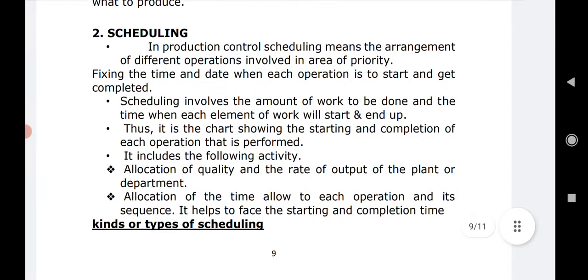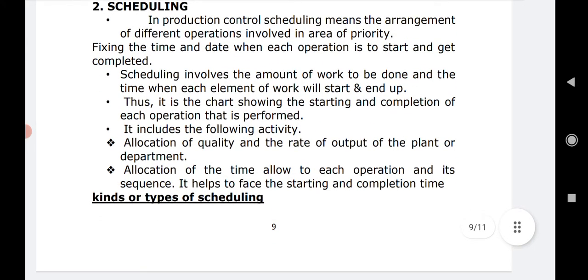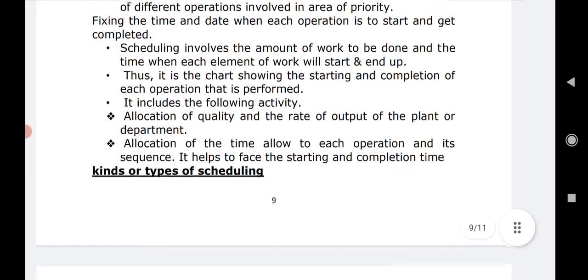Next comes scheduling. See, the series matters here, and that is why it is a process. So first the routing is done, then the scheduling. Scheduling is deciding each and every activity with its time limit, right? So in production control, scheduling plays an important role, and it means the arrangement of the different operations involved in the order of priority. Here we are fixing the time and date when each operation is to start and get completed.